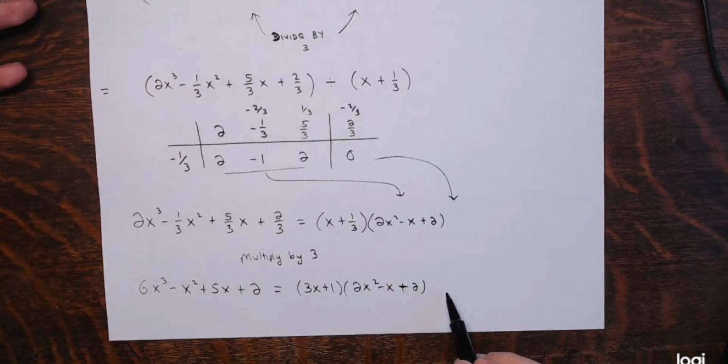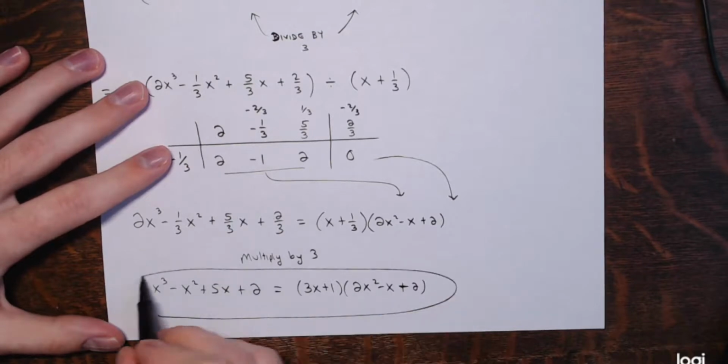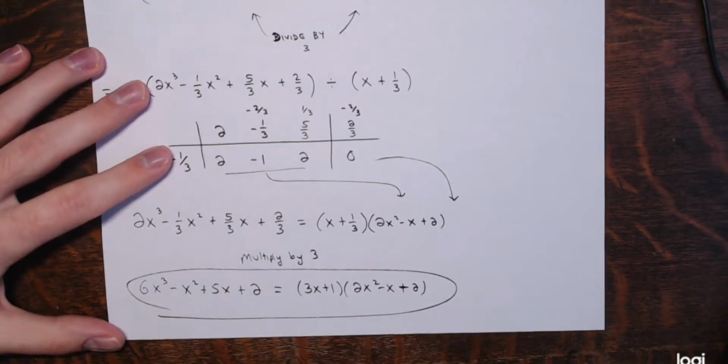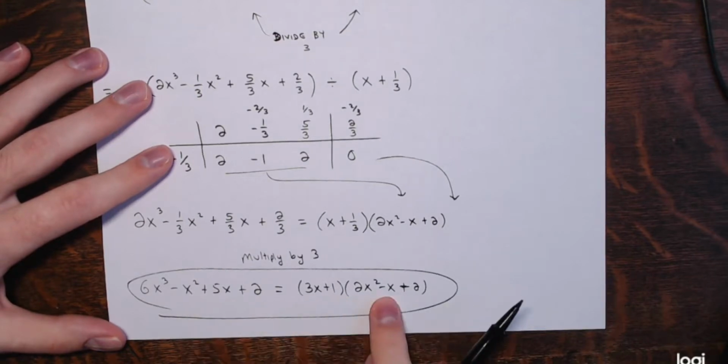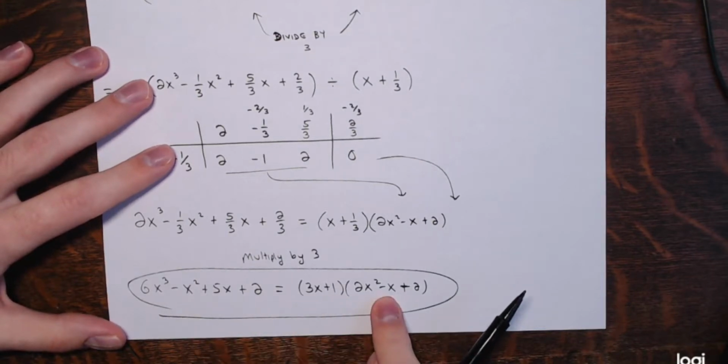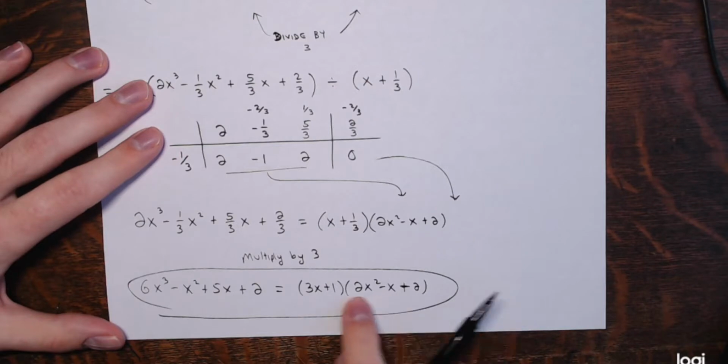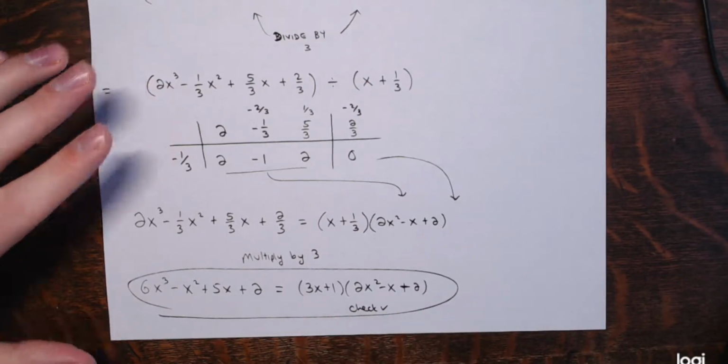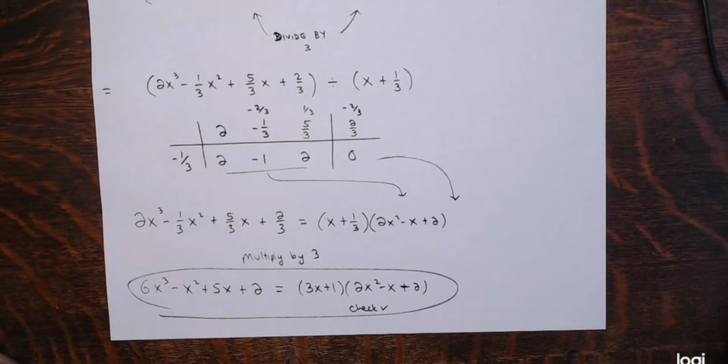So what we have seen here is how to factor 6x cubed minus x squared plus 5x plus 2. That factors to 3x plus 1 times 2x squared minus x plus 2. Right, and again, you can check this by factoring. Don't forget to check your results. Wonderful. All right, moving on.